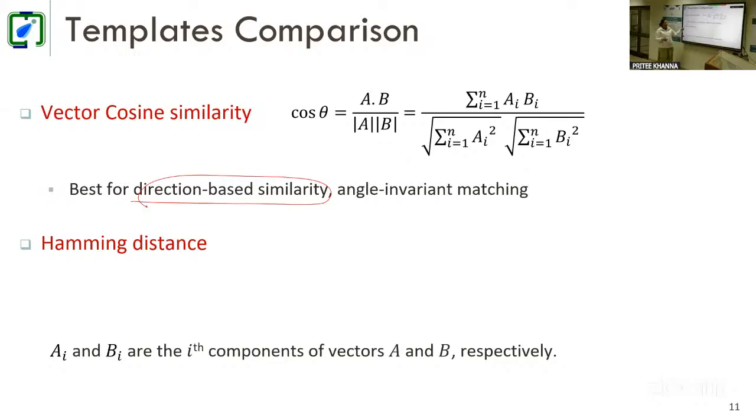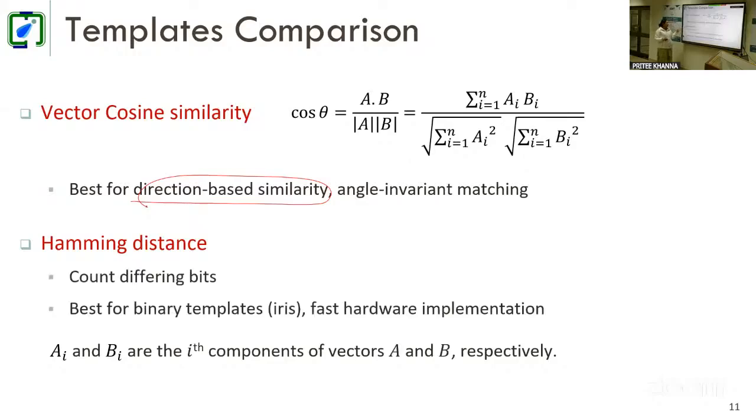Then we have Hamming distance. We use it in the case of iris. In the case of iris, the templates are binary, so the difference is binary, right? With Hamming distance, we simply count the differing bits. Where there is a 0 in one template and a 1 in the other at the same position, we count it. These are the very common ones, and there are so many others.